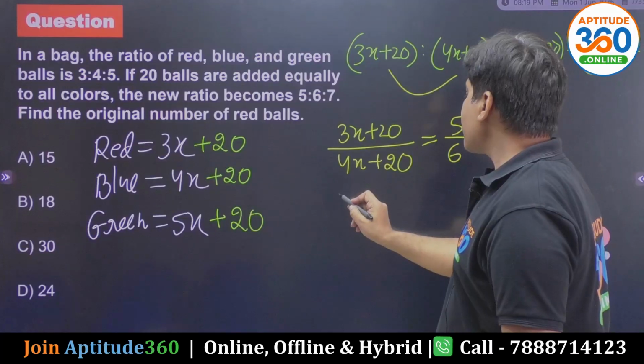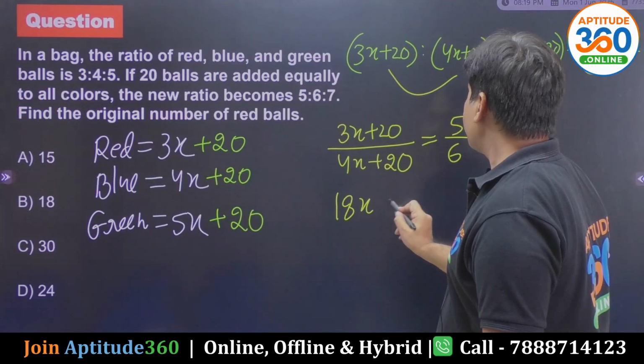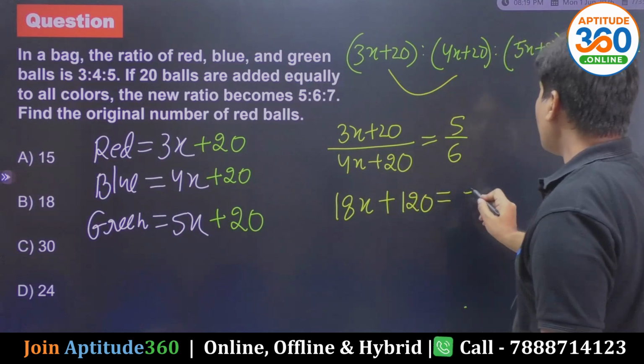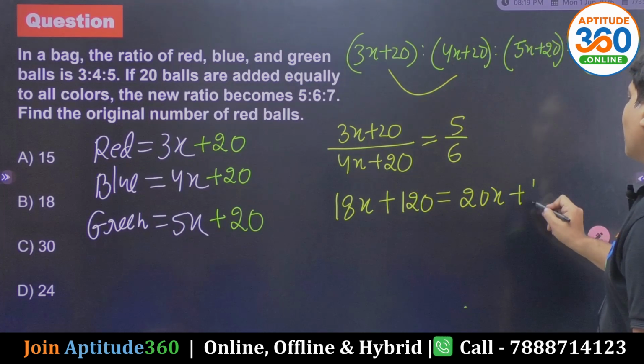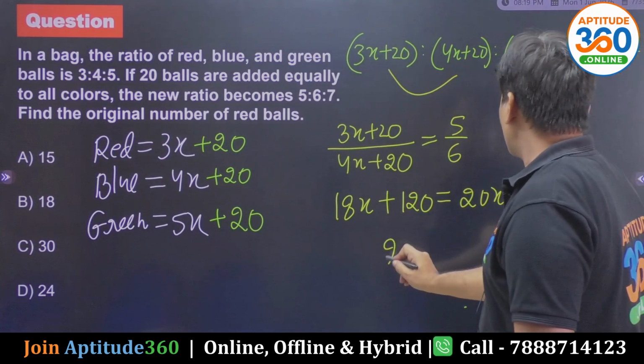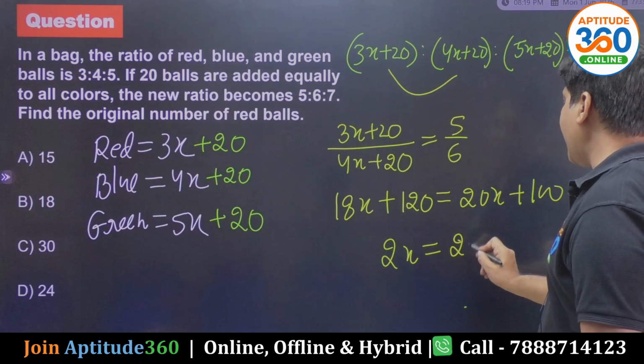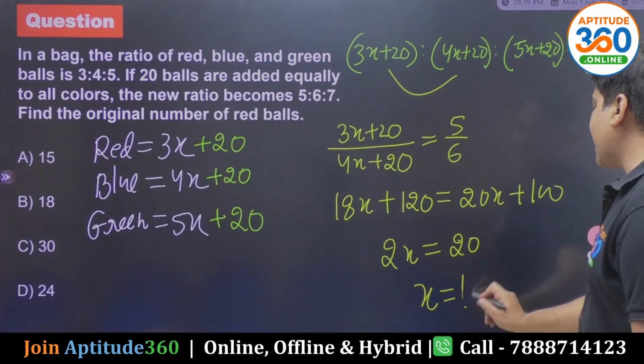Do the cross multiplication. It is going to be what? 18x plus 120, that is 20x plus 100. So 2x is coming out as 20, and the value of x here is 10.